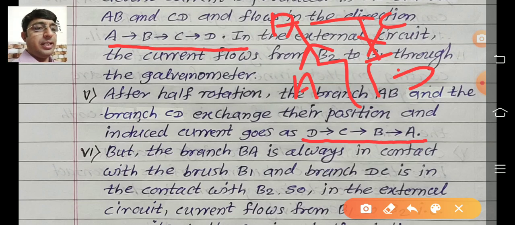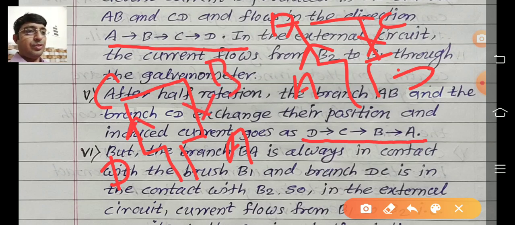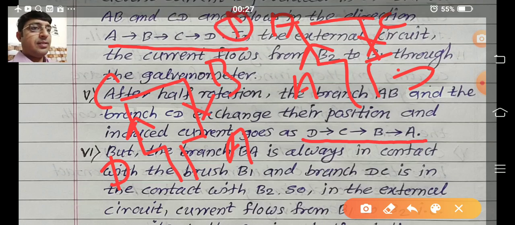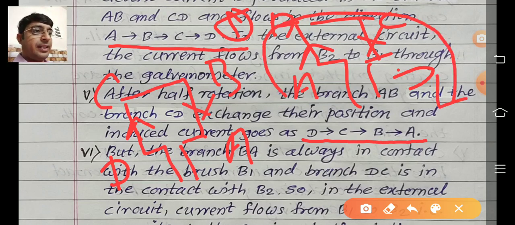But after half rotation, what happened? According to Fleming's right hand rule, this coil, see their branches. So here D, C and here A, B. Direction of the current is same. So tell me, in this first case, direction of the current is A, B, C, D. This is a clockwise direction.